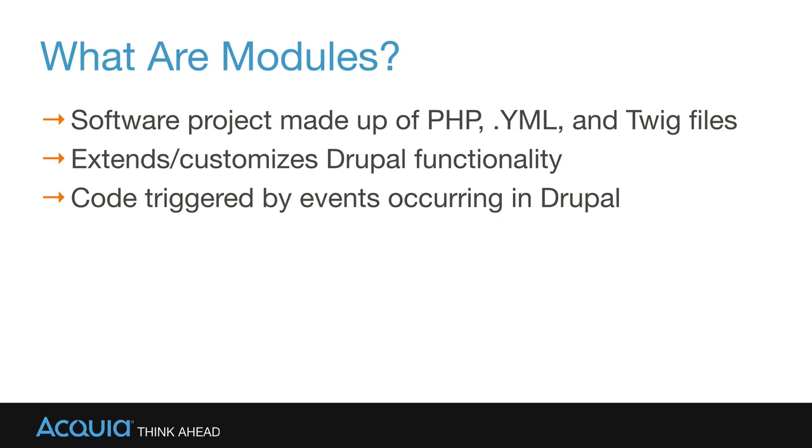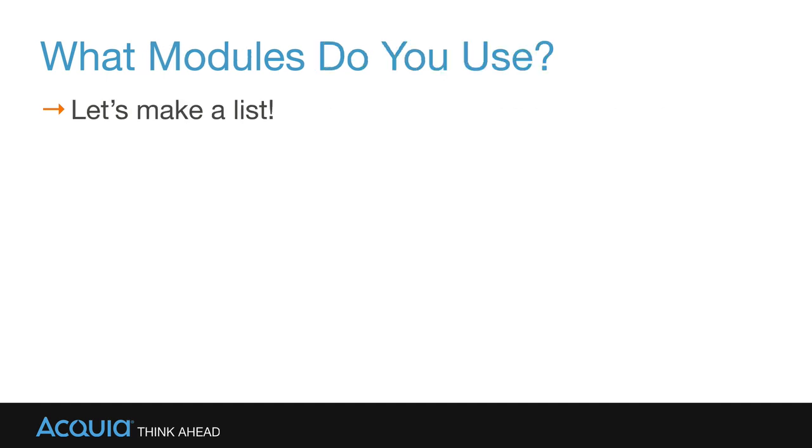Well, what are modules? Modules are files that include code to implement functionality that are triggered by something that happens. We're going to talk a lot about triggers in this course. There are core modules that implement the basics of Drupal functionality and contributed modules that you can add to implement extra functionality. Modules are made up of PHP, YAML, and Twig files. We'll cover all of those as we go. Modules extend or customize Drupal's functionality, and again, it's always a triggered event by something that occurs in Drupal.